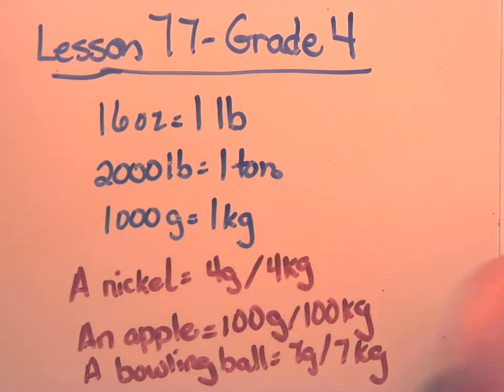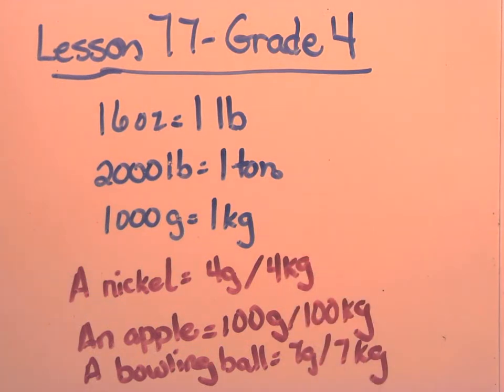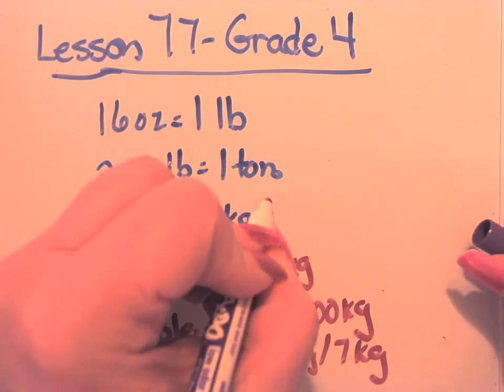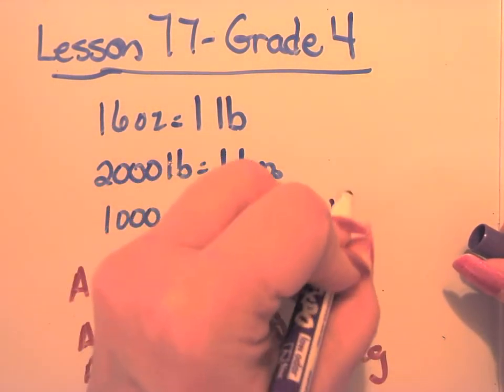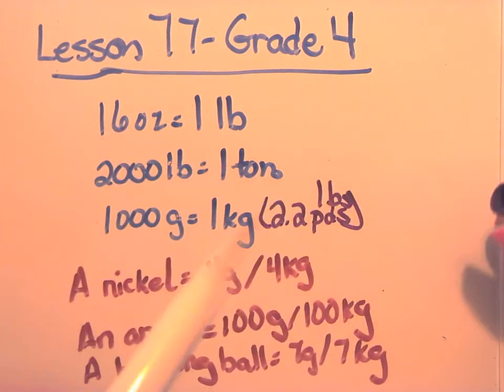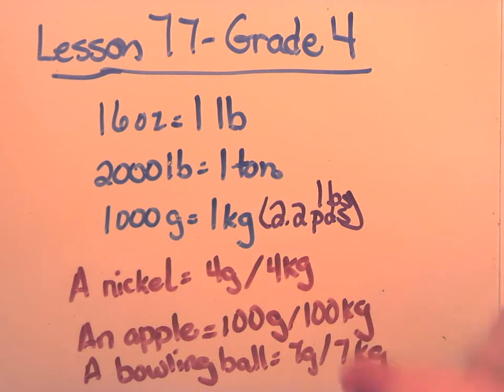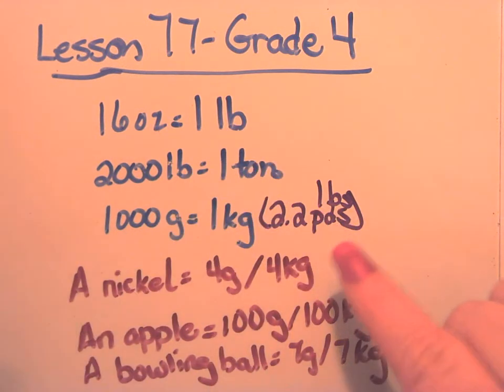Now when we think about this, how do we know what that is? Well, a kilogram is roughly 2.2 pounds. So when you think about that, 2.2 pounds. I should use lbs as our abbreviation, not pds. So 2.2 pounds is almost the same as a kilogram. So if you're looking for something that weighs a kilogram, look for something that's about 2 pounds. That's kind of the best way to think of it.